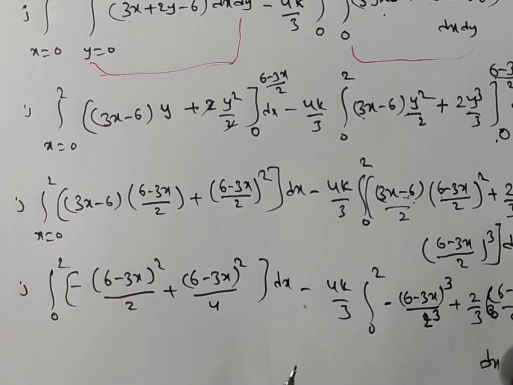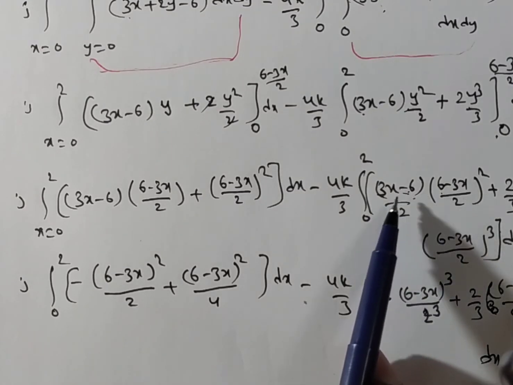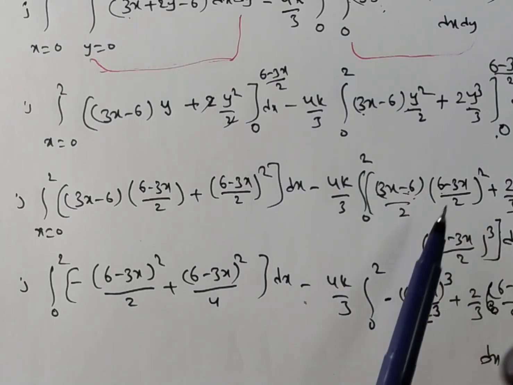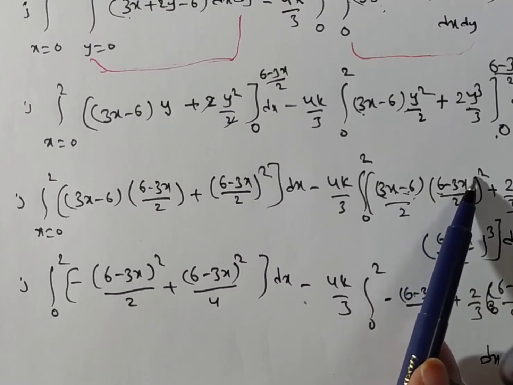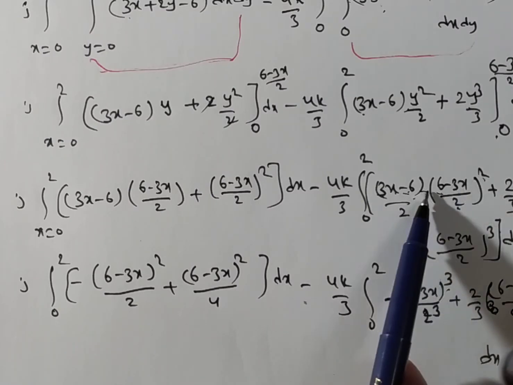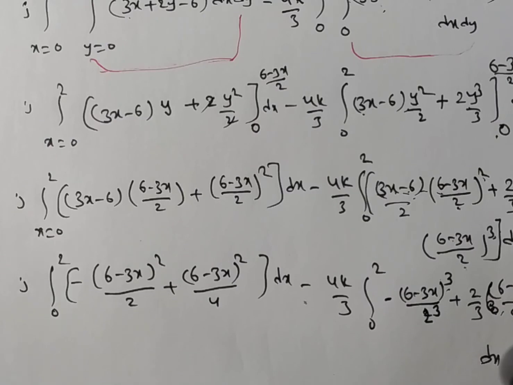Now I have to simplify this. Is it clear for everyone? See what I have done here. Minus I have taken common, and then you have 6 minus 3x. Here 6 minus 3x power 1 is there, here 6 minus 3x power 2 is there, so power 3 came. Here denominator 2 is there, so 2 square into 2 is 2 cube, plus 2 by 3 times. Here (a by b) whole cube is a cube by b cube. Clear?